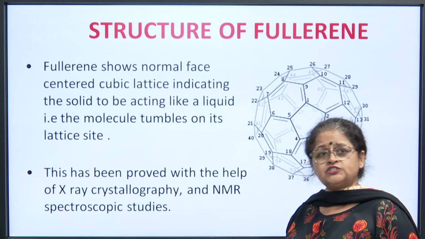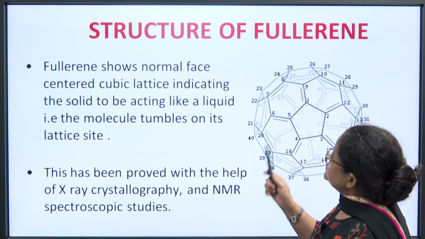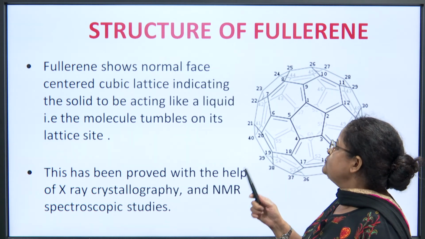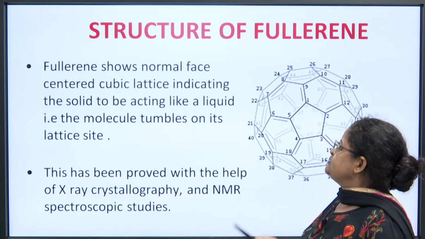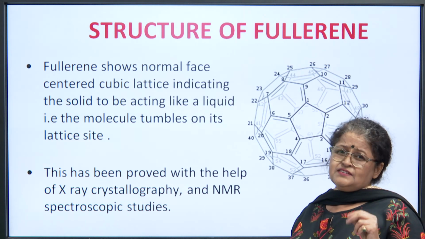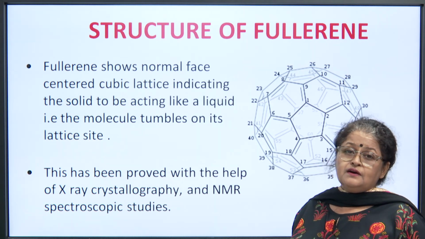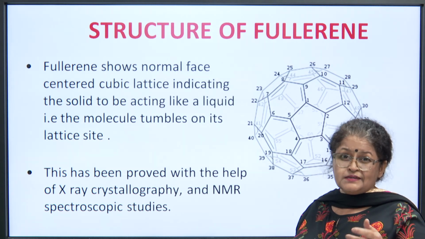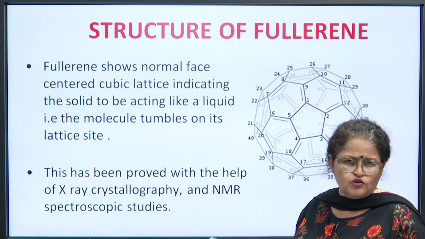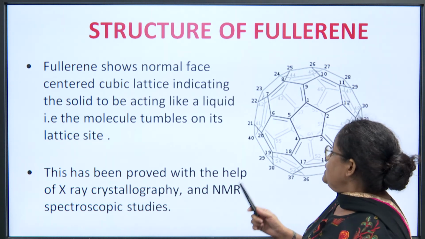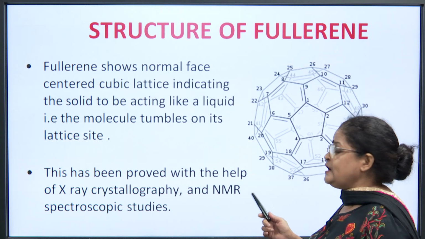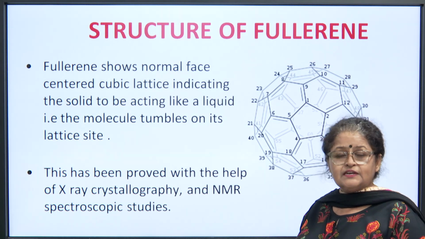Let's talk of the structure of fullerene. So fullerene shows a normal face-centered cubic lattice, indicating the solid to be acting like a liquid. The molecule tumbles on its lattice side. That means at a point of time it may appear to be like a tumbling molecule, like liquid crystals tumble. But it is of course not a liquid crystal. This has been proved with the help of X-ray crystallography and nuclear magnetic resonance studies.